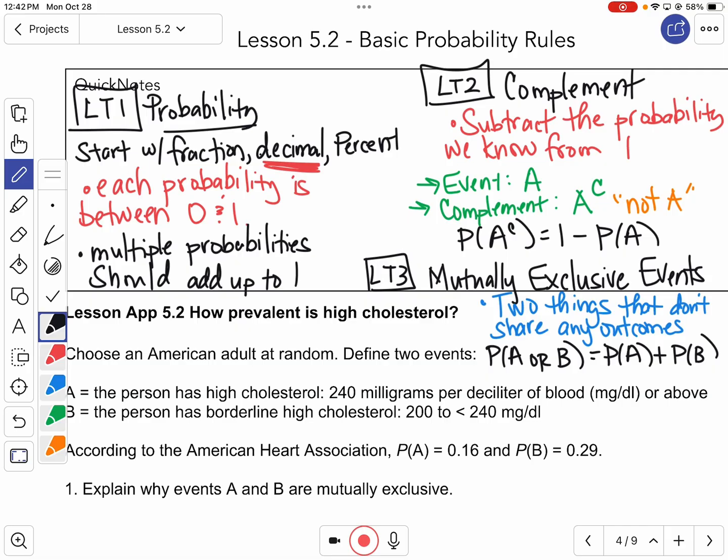If I want to do the probability of two things, A or B, I look at each individual probability, make sure they don't share anything in common, and add them together. All right? So we're going to take a look at a couple of situations where these things are going to come into play. You only have 4 problems in your assignment today, so it's not long. Okay?